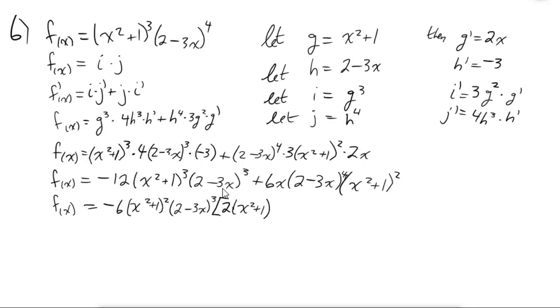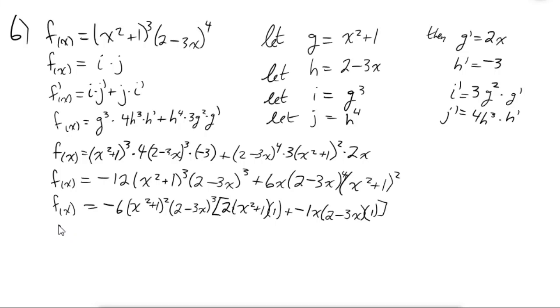(2 minus 3x) to the power of 3 divided by (2 minus 3x) to the power of 3 gives me just plain old 1, plus 6 divided by negative 6 gives me negative 1. It was a 6x, so 6x divided by negative 6 gives me negative 1x, or negative x. (2 minus 3x) to the power of 4 divided by (2 minus 3x) to the power of 3 leaves me with a single 2 minus 3x. And then finally, (x squared plus 1) to the power of 2 divided by (x squared plus 1) to the power of 2 leaves me with 1.